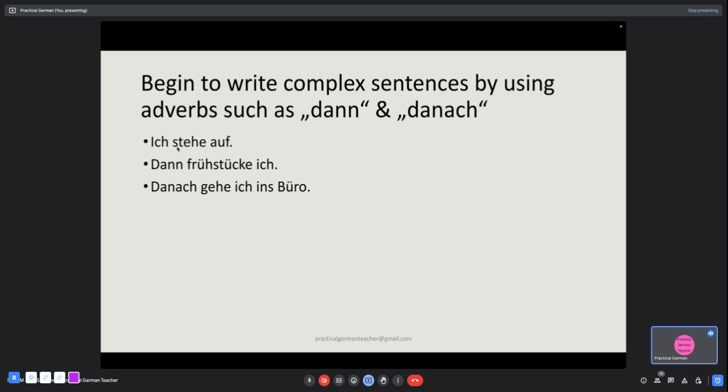So ich stehe auf. If I'm trying to describe my mornings, I could say ich stehe auf, ich frühstücke, ich gehe ins Büro. But if I want to make it more interesting, less mundane, I'll say: I wake up, then I have breakfast, after that I go to the office. So ich stehe auf, dann frühstücke ich, danach gehe ich ins Büro.